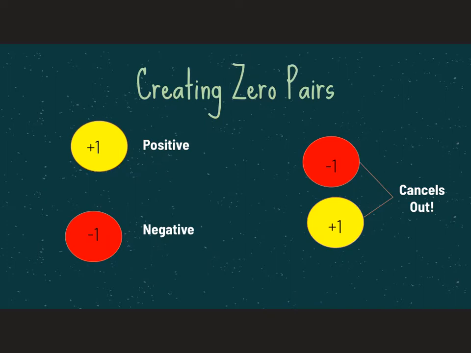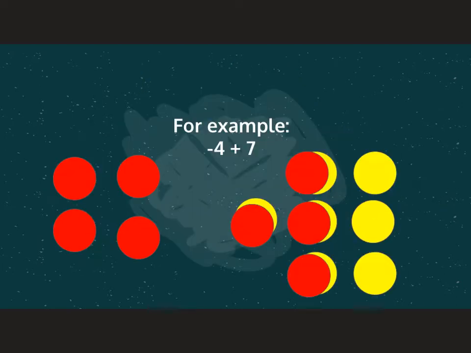Let's go back and remember what we know about a zero pair. If I have a positive value and a negative value, that forms a zero pair. So if I have $1 and I give you $1, then I have no money. So 1 minus 1 equals 0, and that cancels each other out.